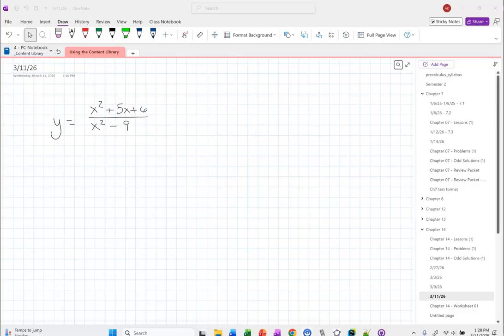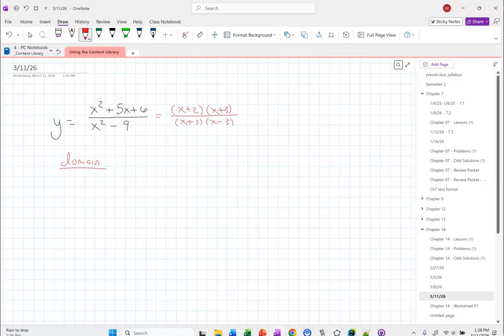First step, factor. How does the numerator factor? x plus 2 and x plus 3. And how does the denominator factor? x plus 3 and x minus 3. Okay. Stop here. We can do the domain.